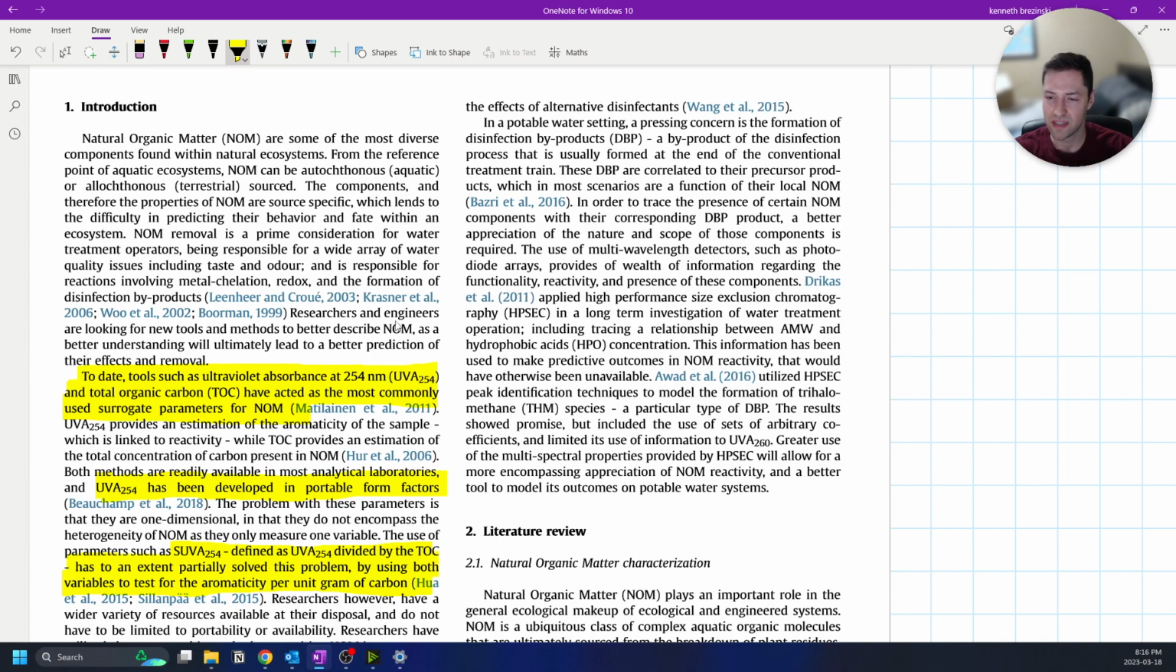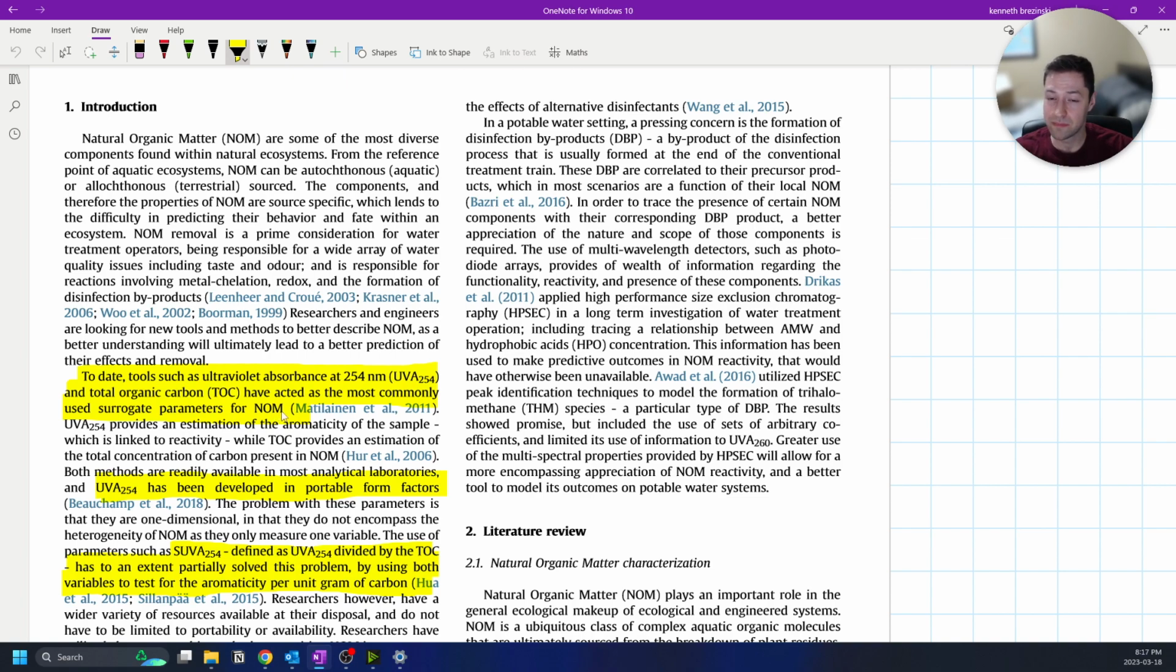This is also referred to as UVA 254 or UV absorbance. That's because things like aromatics in the water tend to absorb at that wavelength. And so it's a surrogate measurement. That's because natural organic matter is this sort of compendium, a complex variety of plant and animal decaying matter.